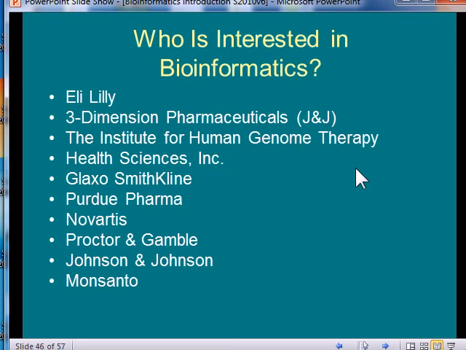There's a long, long list of companies that are interested in bioinformatics, from Eli Lilly to Procter & Gamble and Glaxo and Monsanto, Johnson & Johnson. Procter & Gamble in Cincinnati hires a ton of computer scientists that are familiar with the concepts of bioinformatics, and basically, they employ them in their genetic research.